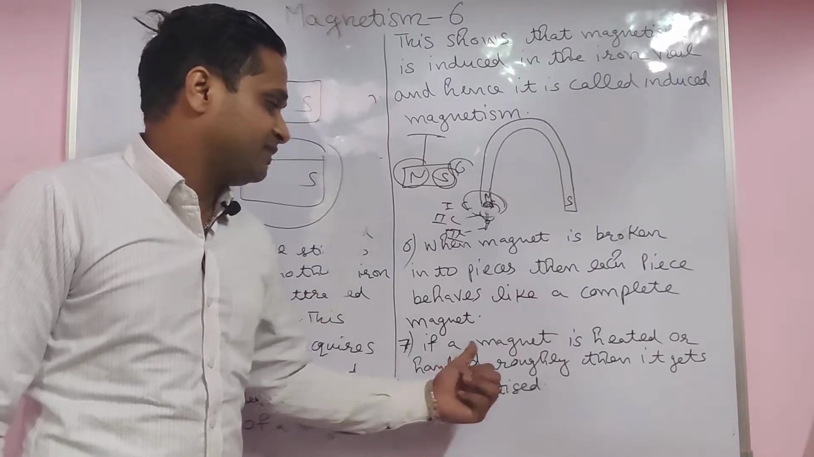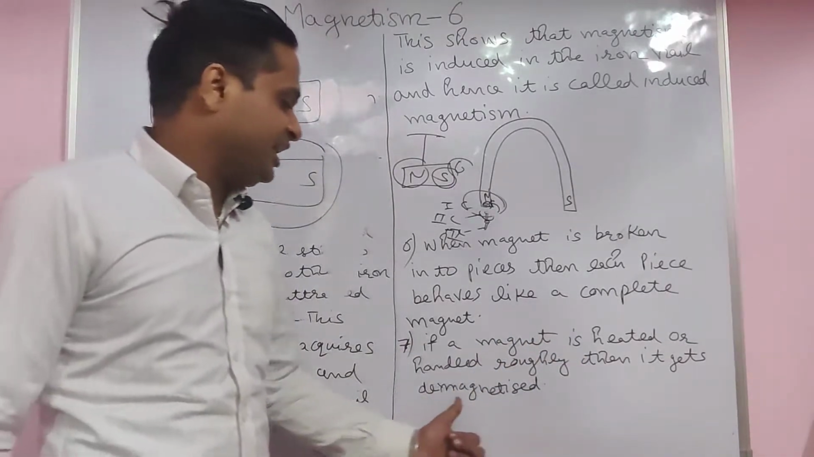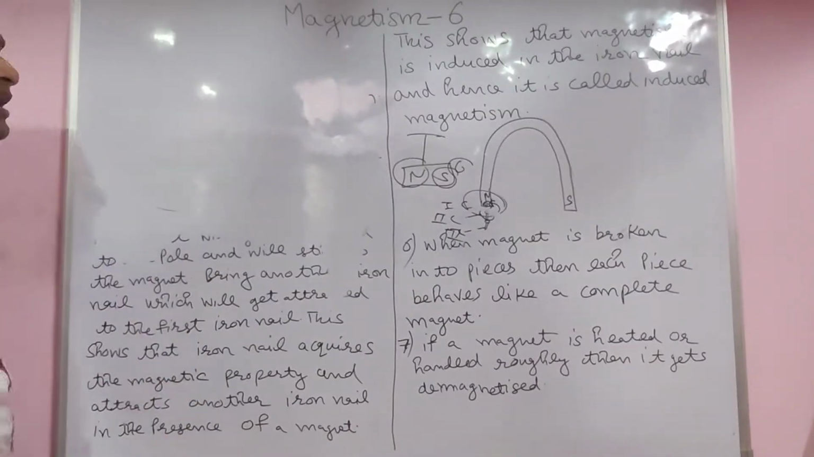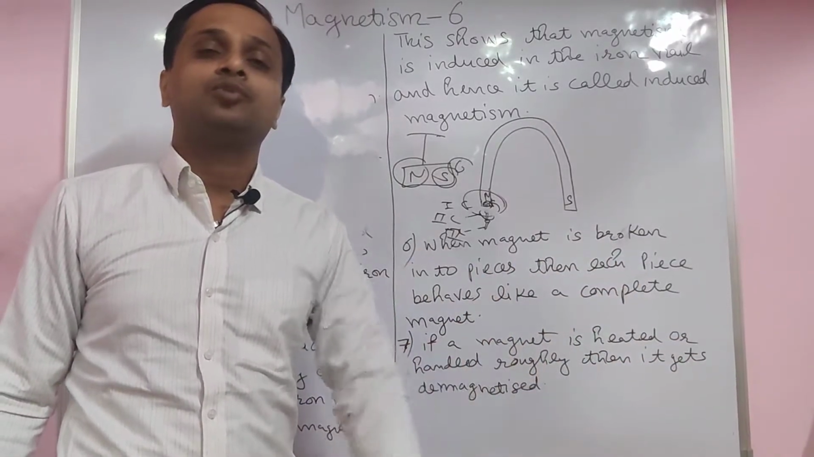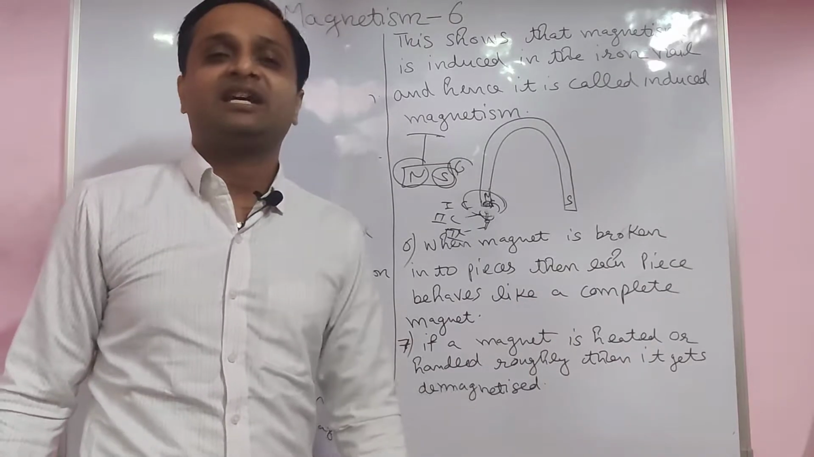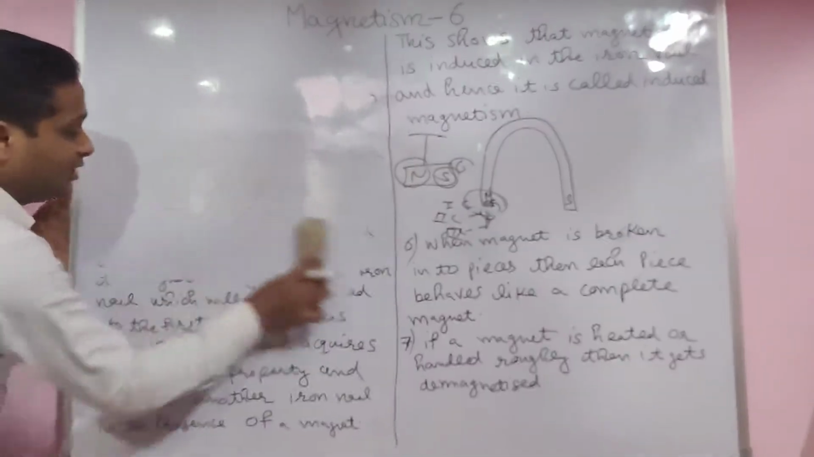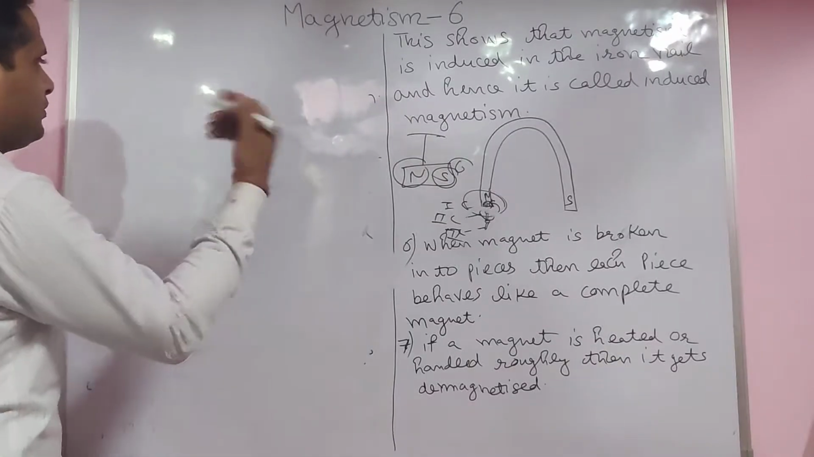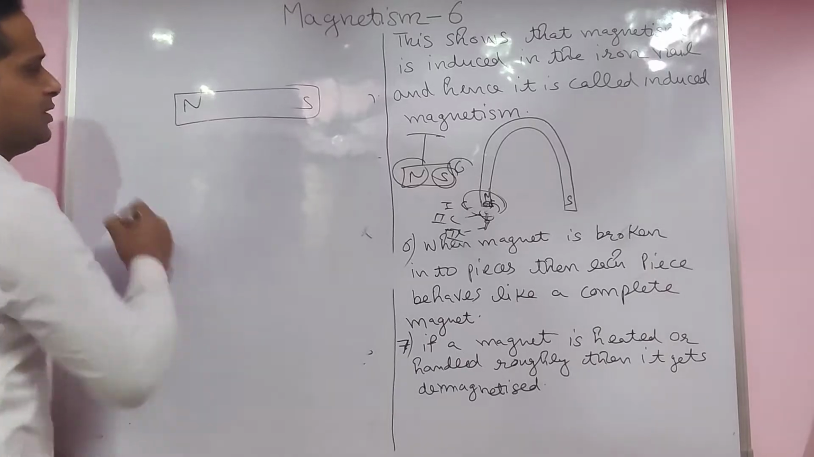Complete magnet. If the magnet is heated or handled roughly, then it gets demagnetized. When you heat any magnet and handle it roughly, throwing it here and there, the magnetism is lost after some time. Then it gets demagnetized and loses its magnetism. So these are the properties of a magnet. Now we see the properties of magnetic lines.